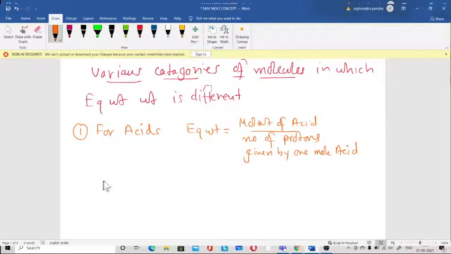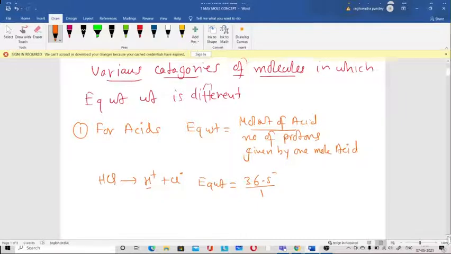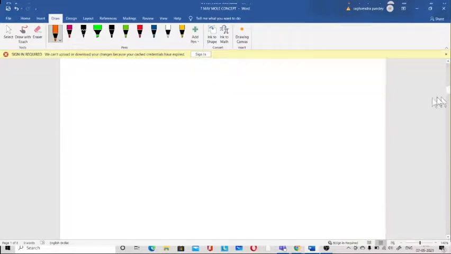HCl. 1 mole of HCl will give 1 mole of proton plus chloride ion. So for HCl the molecular weight is 36.5, divided by 1, because 1 mole of acid is producing 1 mole of proton. So the equivalent weight is the same as the molecular weight, no problem.